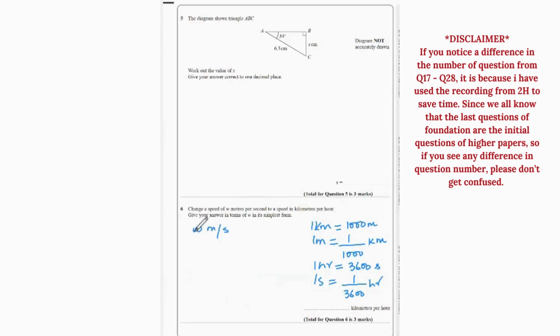So first, let's convert the w into kilometers. That's going to be w over 1,000. And then for converting it into hours, we will times it by 3,600. So that's going to give us 36w over 10, which is 3.6w.